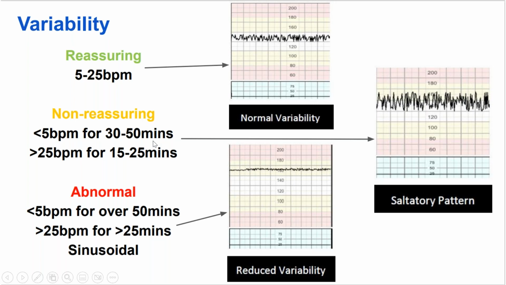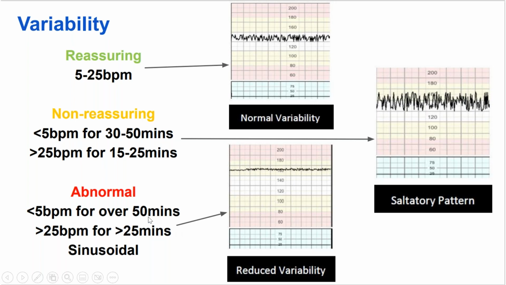So that means if you see there is reduced variability, in that case you can wait up to 50 minutes. That means up to 1 hour you can wait, because up to 1 hour it's normal, but after that it becomes suspicious. Or if you see that there is a variability of more than 25 beats per minute, like this is the example of that. If it persists for 15 to 25 minutes, we call it a saltatory pattern. So that is also non-reassuring.